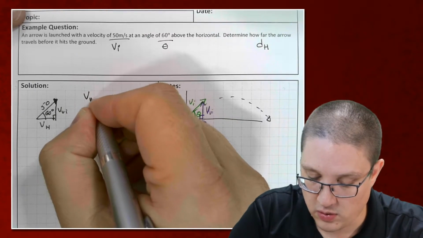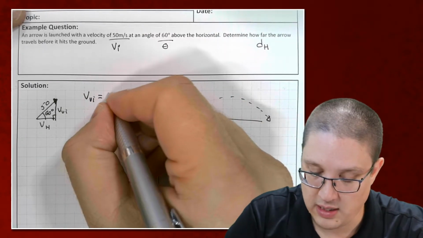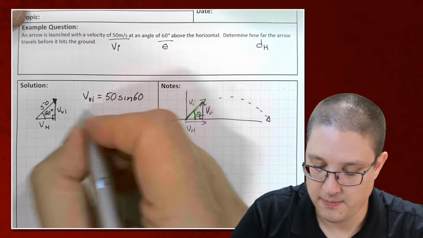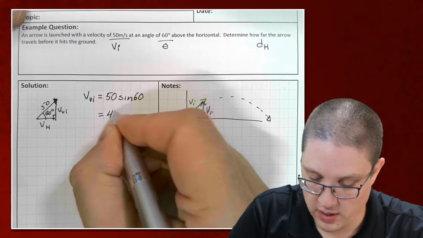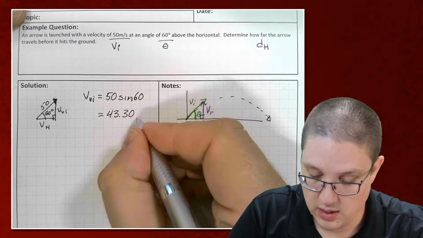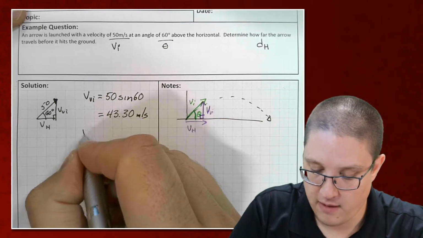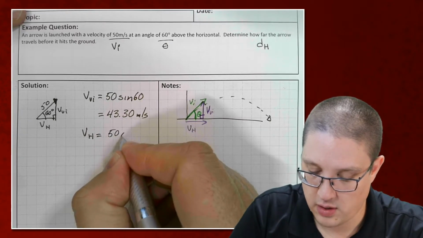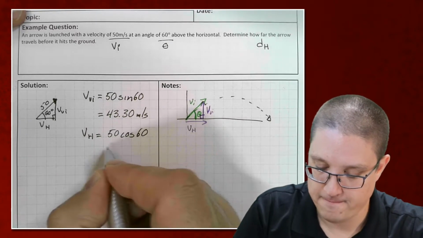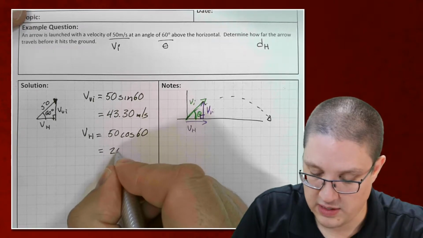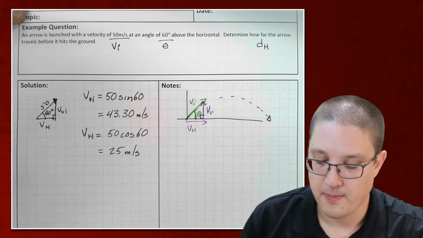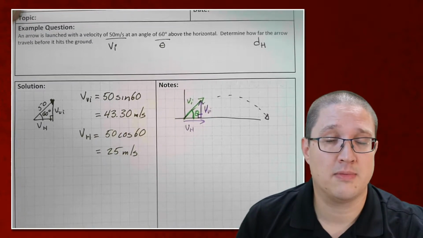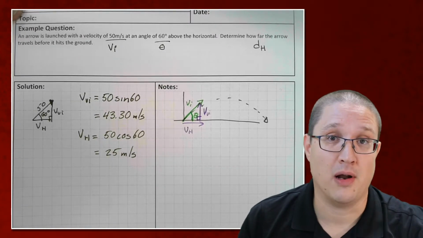So my initial vertical velocity is going to be 50 sine 60, which works out to 43.30 meters per second. My horizontal is the adjacent, so that's 50 cos 60, which works out to 25 meters per second. You may notice that I've skipped a little bit of algebra with my SOHCAHTOA here. I'm expecting that you're able to follow this so far. We've been doing this a bunch now.